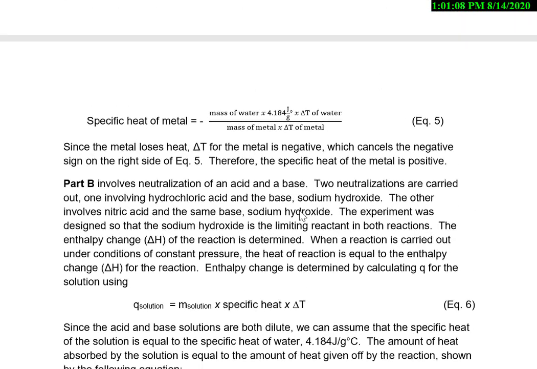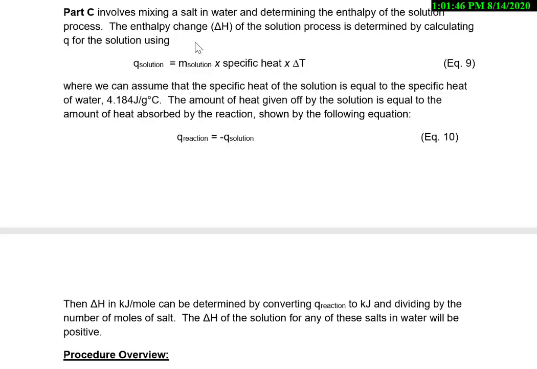And then part B, we'll be using sodium hydroxide and a couple of different acids, and we'll put them together in the calorimeter. And once again, we'll watch a temperature change. And here we're looking for the heat that is either absorbed or released during that reaction. In part C, we're dissolving an ionic compound or a salt into water, and we're watching a temperature change to see whether that dissolution process is endo or exothermic.